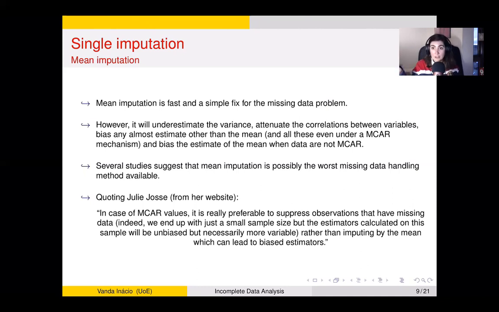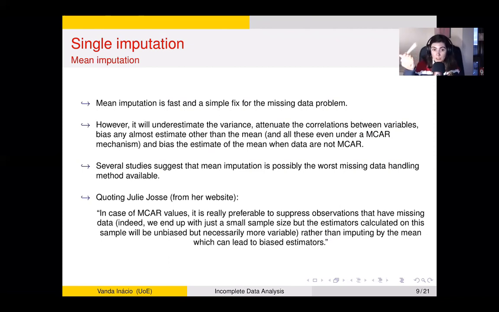And next week we will conduct a simulation study to empirically look at some properties of the different single imputation methods that we will be learning, and we will see in fact that mean imputation is really bad.